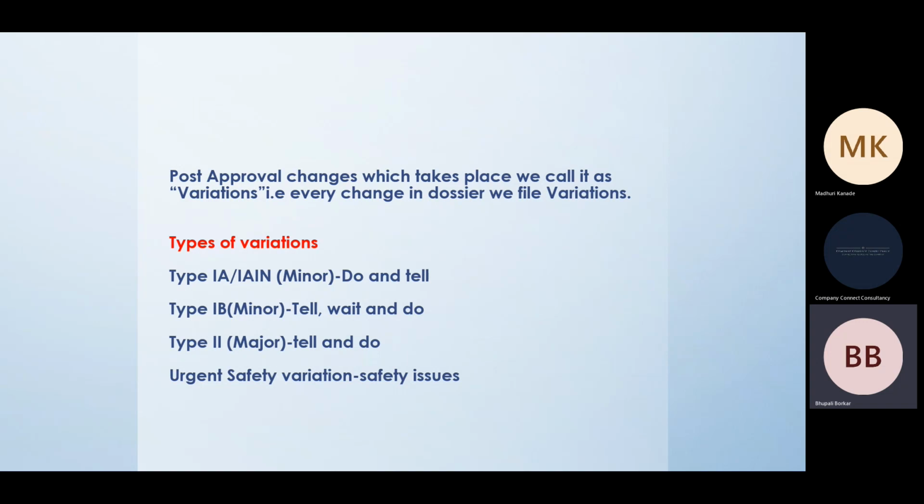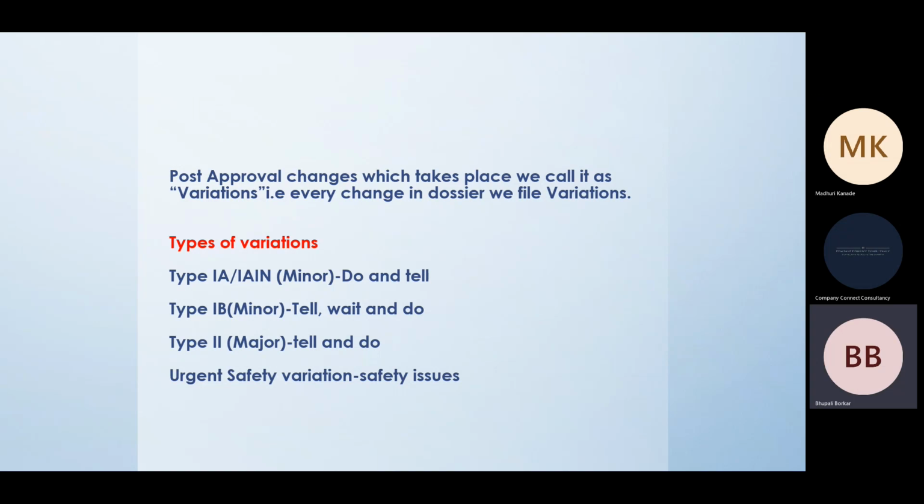That is, say if I already have a UV method for testing the finished product, and I am changing it to HPLC, that will be a type 1B variation, because we are completely changing the method of testing of a particular product. So we have to submit the variation and wait for the approval. Once we get the approval, we can implement the change. That is what type 1B is.